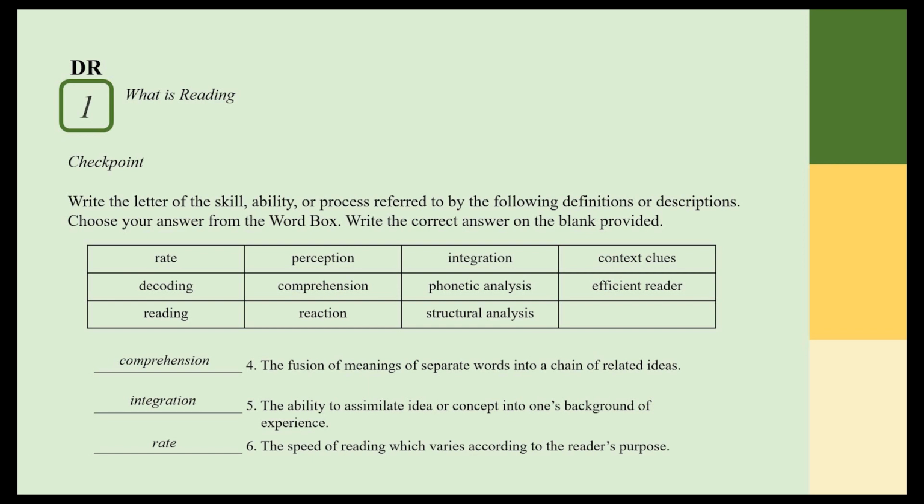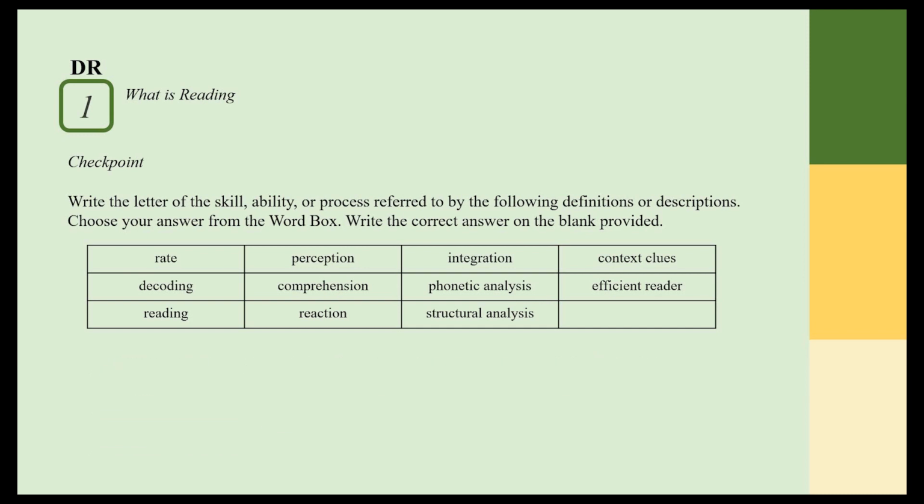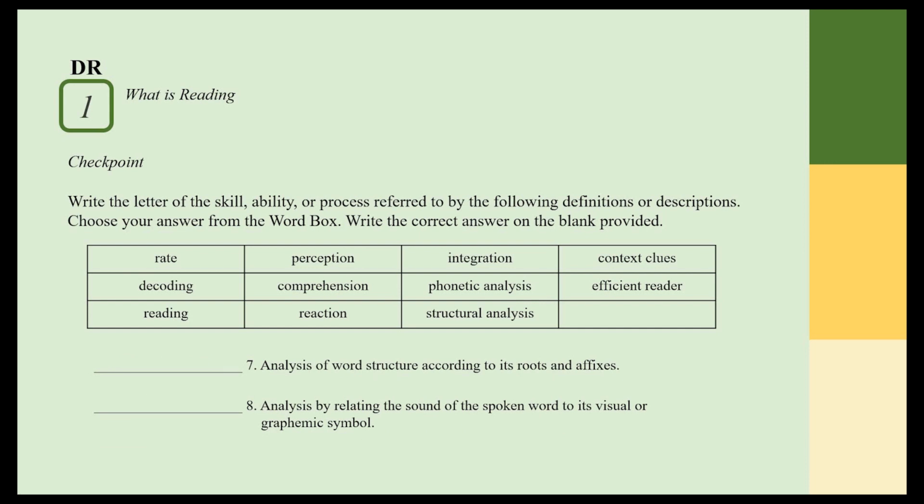I hope that you got 6 items correctly so far. Let's now proceed with the 7th and the 8th item. For the 7th item, which term refers to the analysis of word structure according to its roots and affixes? So it's structural. Actually, the complete answer for that is structural analysis. But since we already have the word analysis, it's fine if you just wrote structural. Now for item number 8, the correct answer is phonetic analysis.